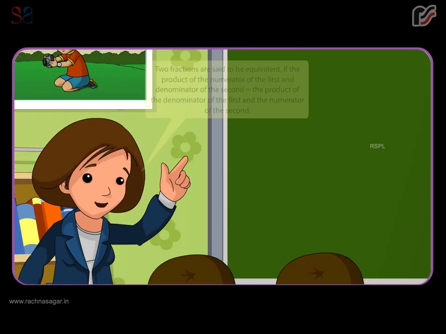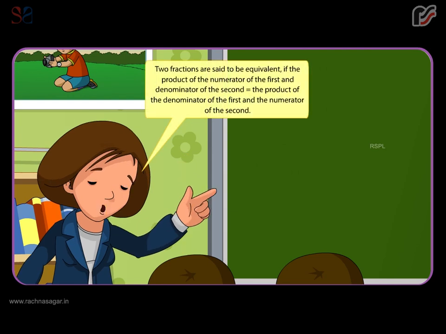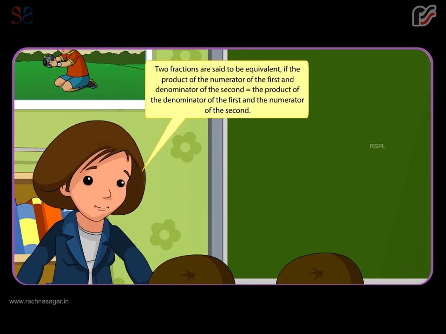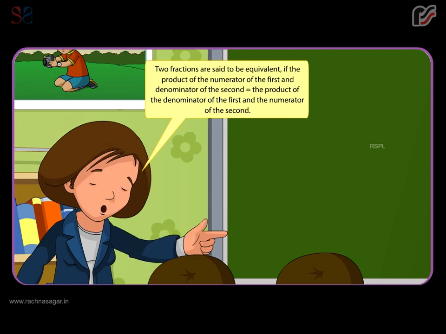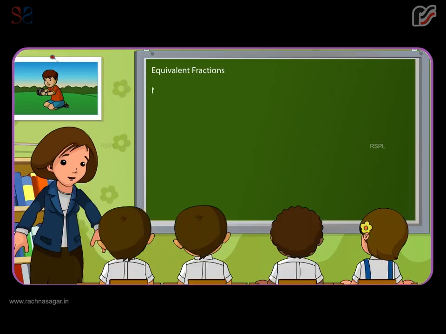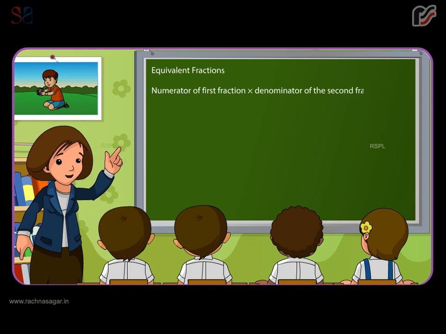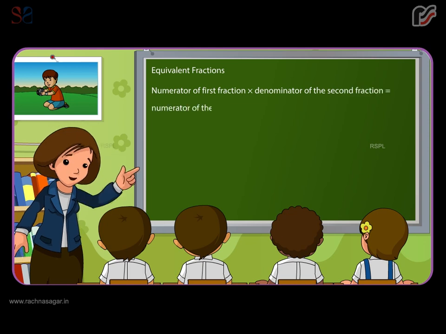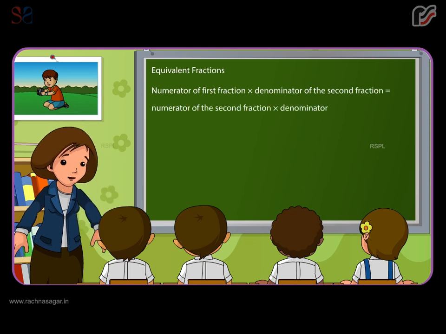Equivalent fractions. Two fractions are said to be equivalent if the product of the numerator of the first and the denominator of the second is equal to the product of the denominator of the first and the numerator of the second. Numerator of the first fraction into denominator of the second fraction is equal to numerator of the second fraction into denominator of the first fraction.